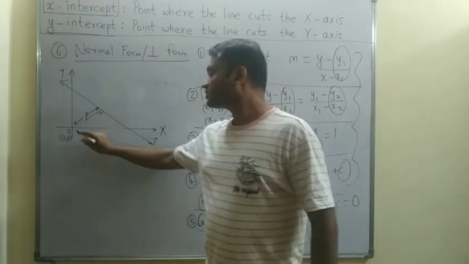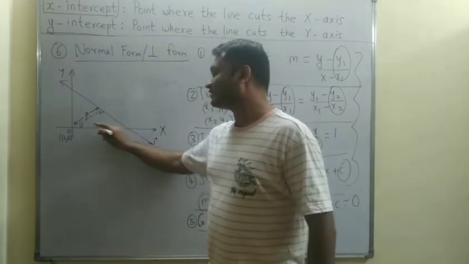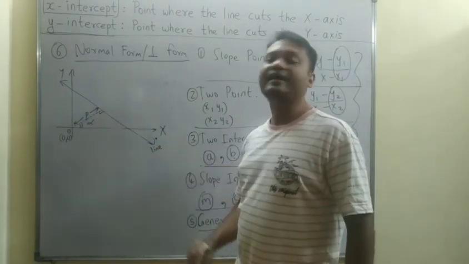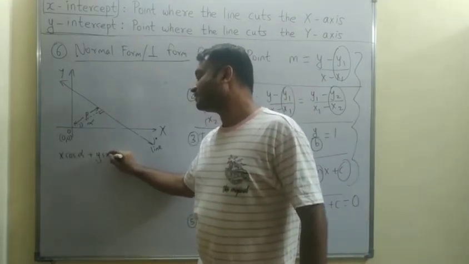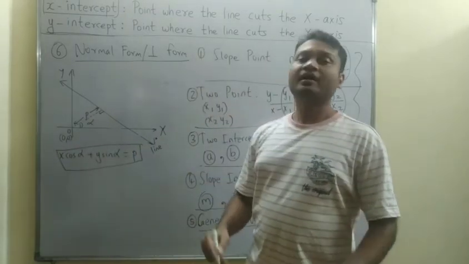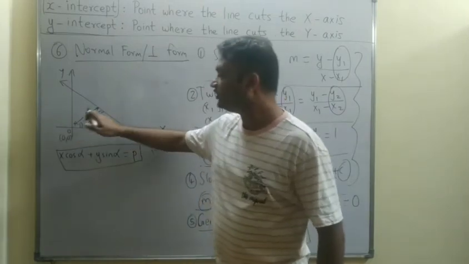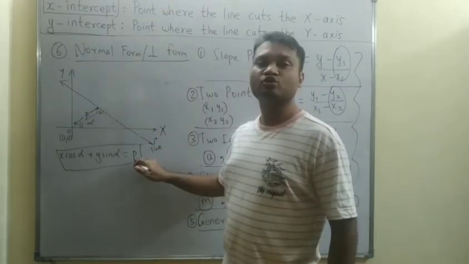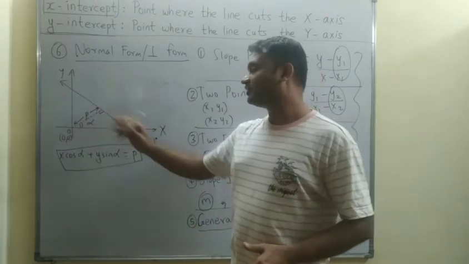Let us say this angle here between the perpendicular and the x-axis is alpha. So in that case, the equation of this straight line will become x cos alpha plus y sin alpha equals p. Here alpha is the angle between the perpendicular from the origin to the line and the x-axis. So p here refers to the distance of the line from the origin. So let us derive this equation.